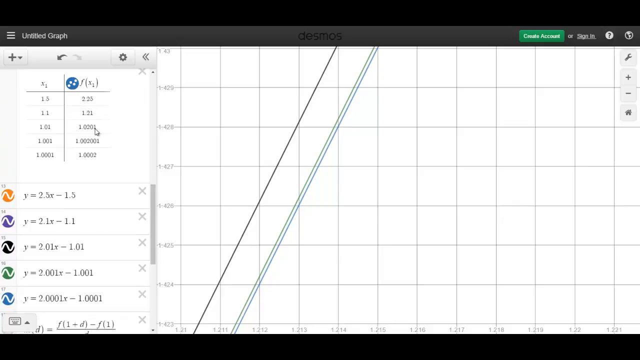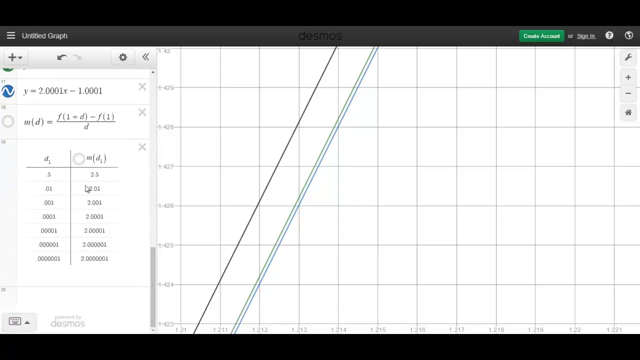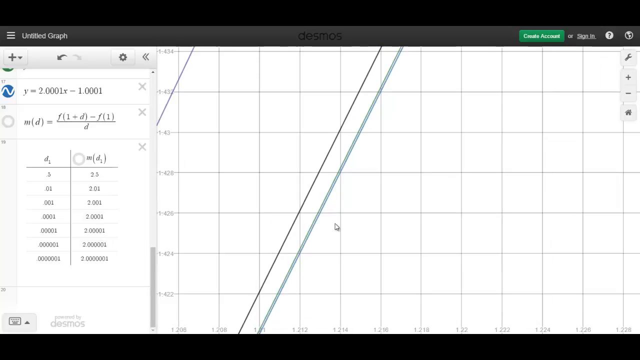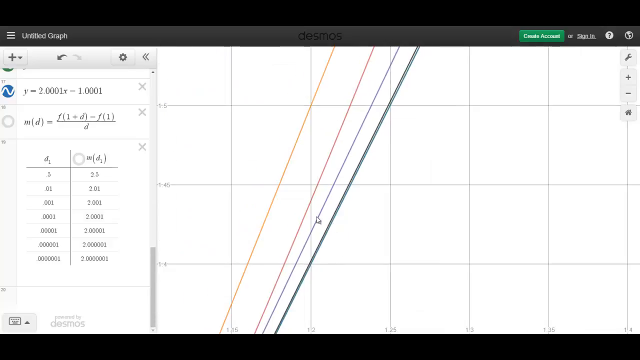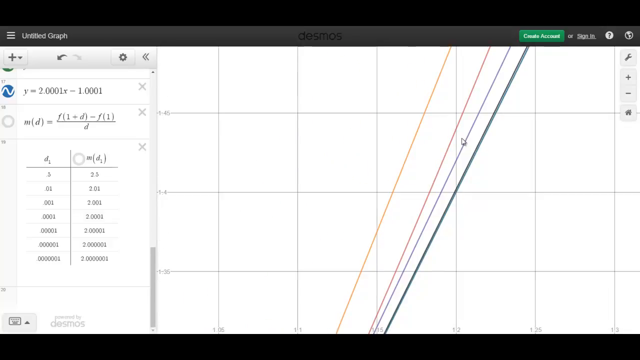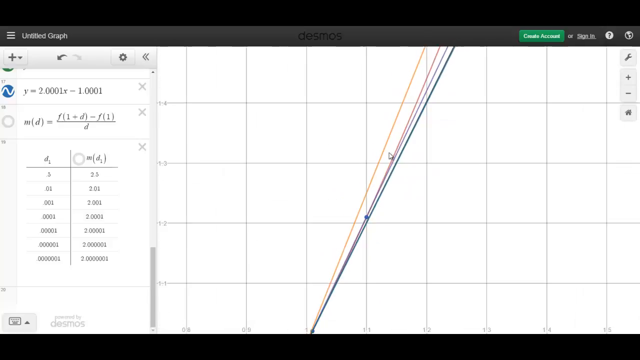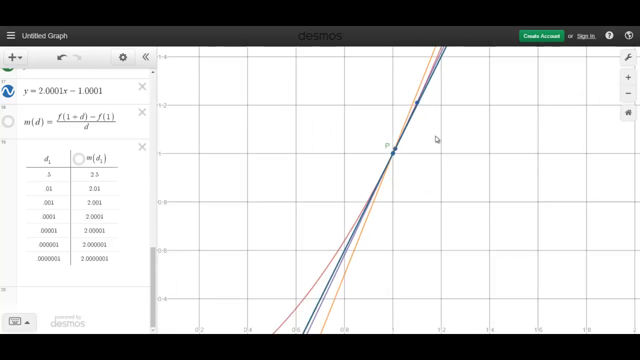The slope of the blue one was, let's see, 1, 2, 3, 4, 5, the fifth one here. It was 2.0001. Pretty darn close to 2. So again, guys, I meant for this video to be a short video. It turned out being long. I hope it's been informative.